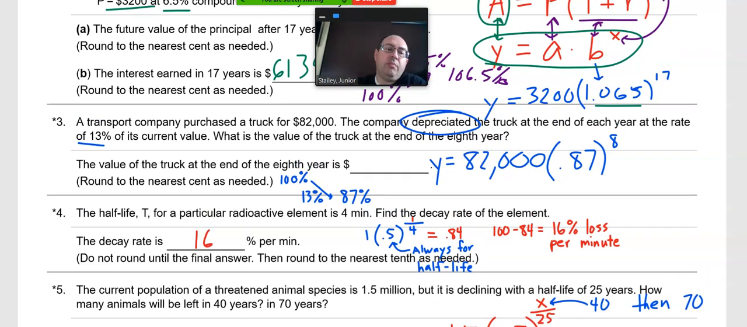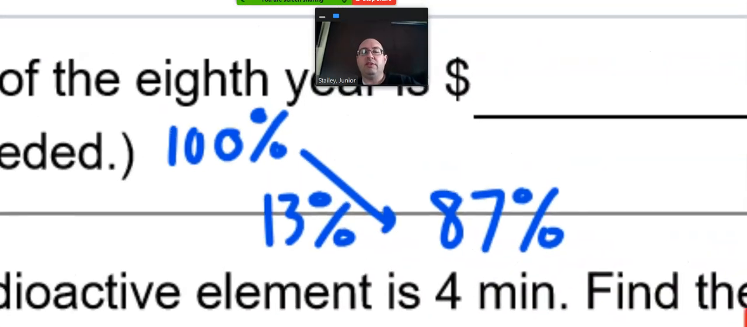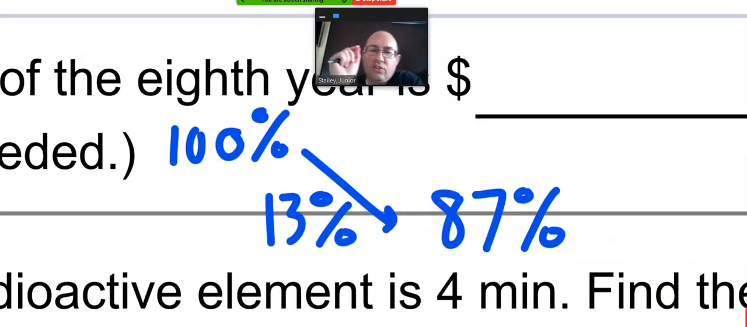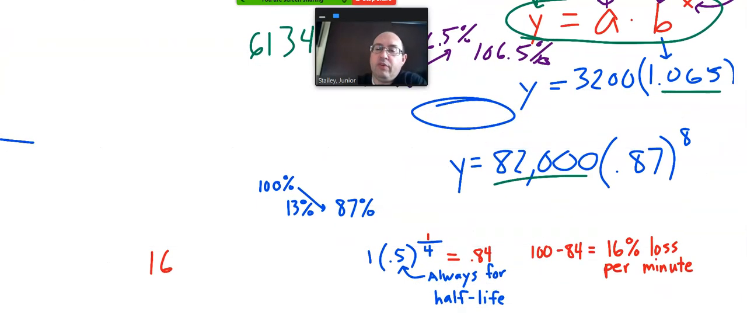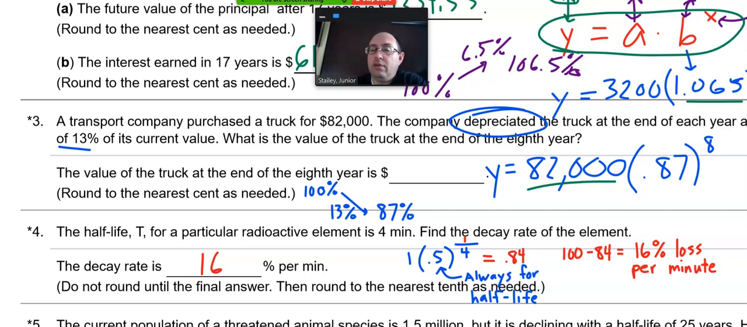Question 3, a transport company purchased a truck for $82,000. Okay, so we're starting out with $82,000. We are decreasing or losing 13% of the value. Vehicles depreciate. They go down in value. Now, I want to zoom in on something that's really super important. Remember I told you every percentage starts out at 100% and either goes up or down from there? Well, this time it's going down 13%. That means we land at 87%. Okay, now zoom out again. Well, that's where the growth factor comes from, 0.87.